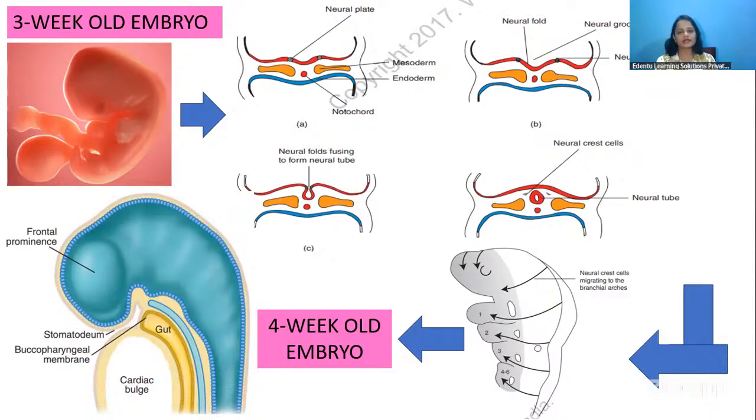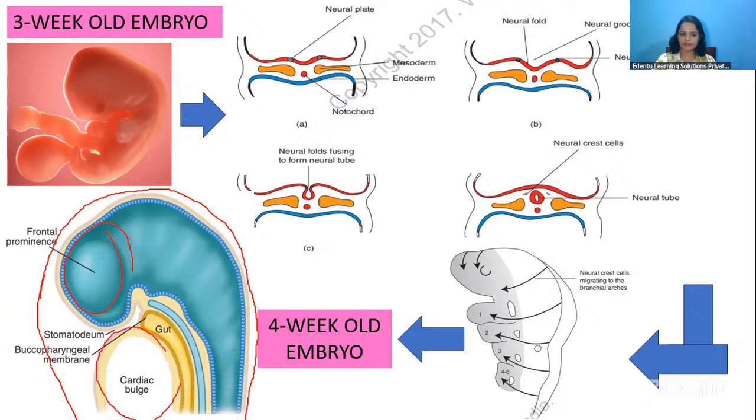Around the last of this third week or the beginning of the fourth week, what happens is that the embryo will somewhat look like this. The brain is developing and the heart is also developing. So there will be a cardiac bulge and there will be a frontal prominence also.